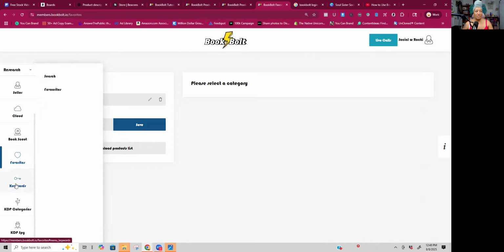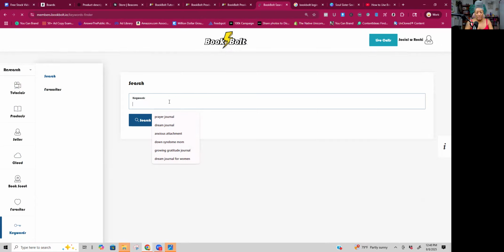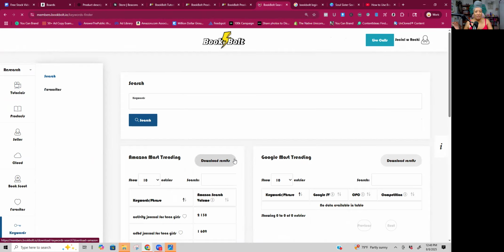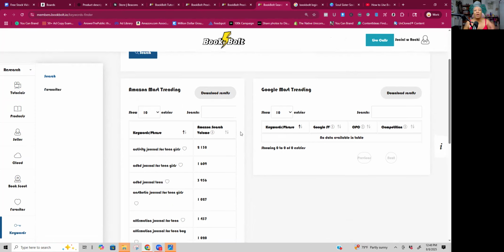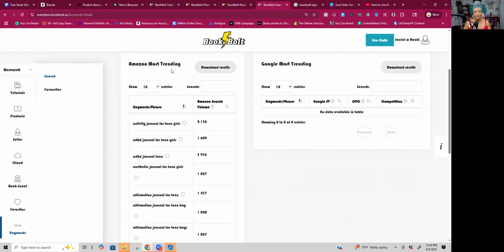My favorite section is the keyword section here, and we can search keywords. Now, the thing about keywords is, if I do teen journal and I search that keyword, you want to find keywords that are highly searched, but not too high. And the way that they break this down is amazing. There's Amazon most trending, and then there's Google most trending, so we're going to go by search volume. The keyword or phrase, for example, to the left is activity journal 14 girls. With the activity journal 14 girls, the Amazon search volume, there's 2,138 people searching for it.